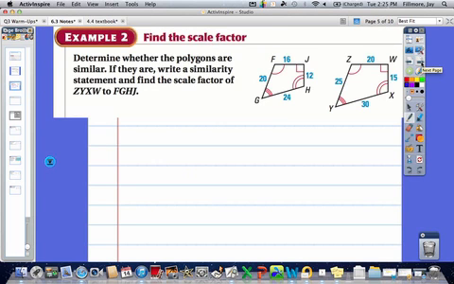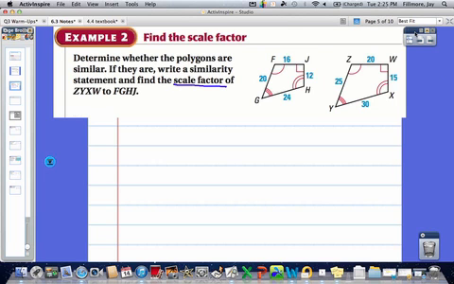Now we're going to determine if these polygons are similar. If they are, we're going to write a similarity statement and find what's called the scale factor, which we'll talk about in just a moment. So, our two requirements for similarity are, 1, our angles should be congruent. Secondly, our sides should be proportional. So let's check and see if these are true.